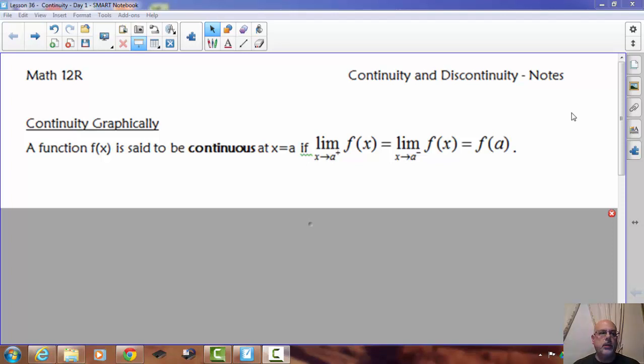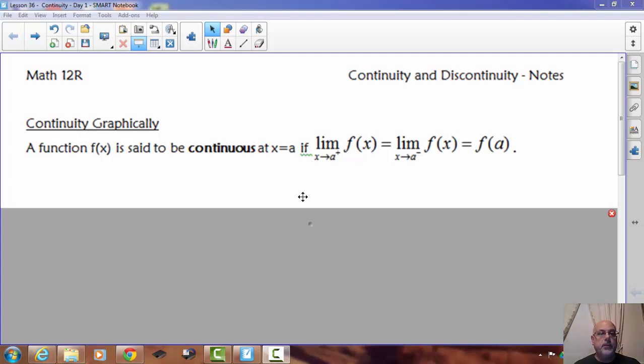Hello, ladies and gentlemen. Welcome to the Math 12R screencast for continuity and discontinuity. So we're going to be looking at determining whether a function is continuous or not. And we're going to be doing that for a day or two using the graph.